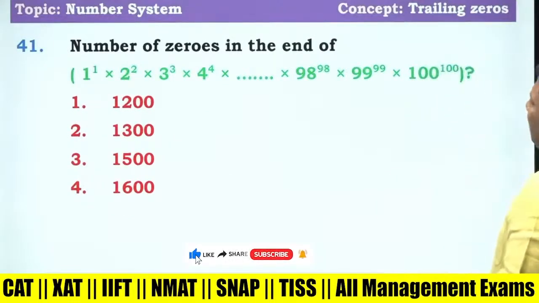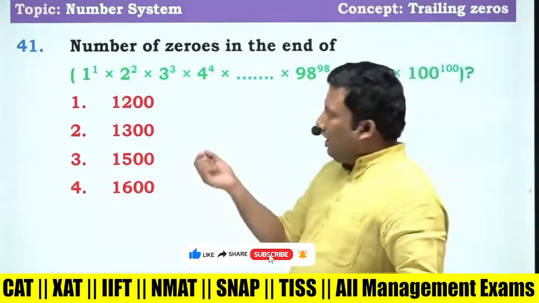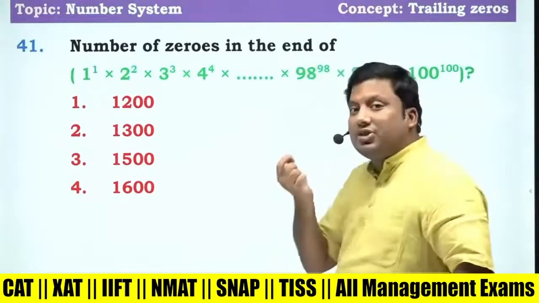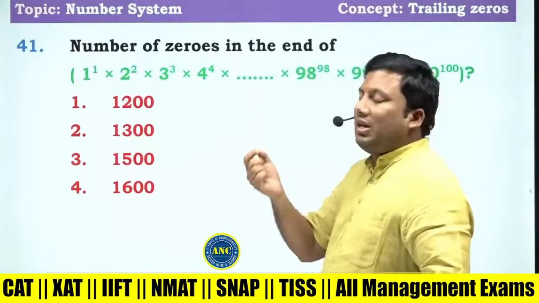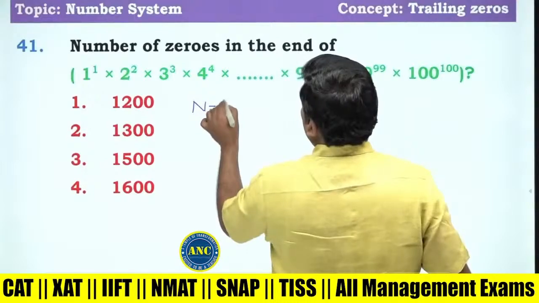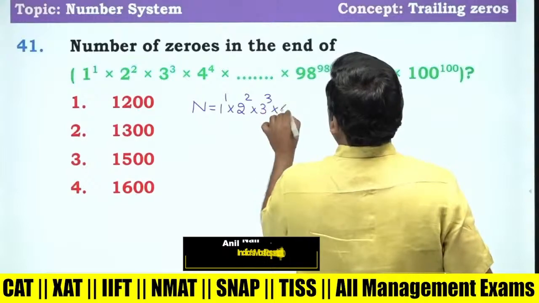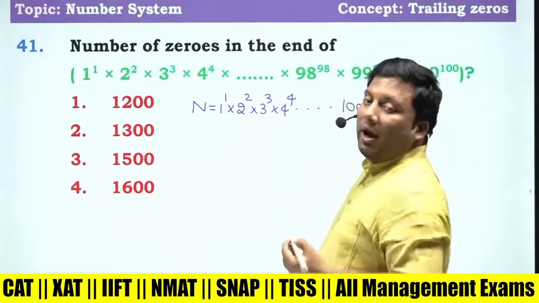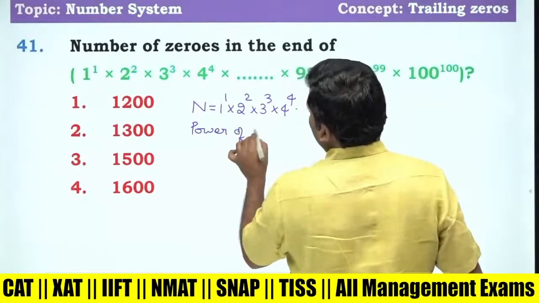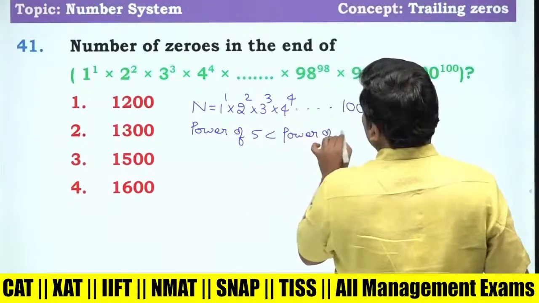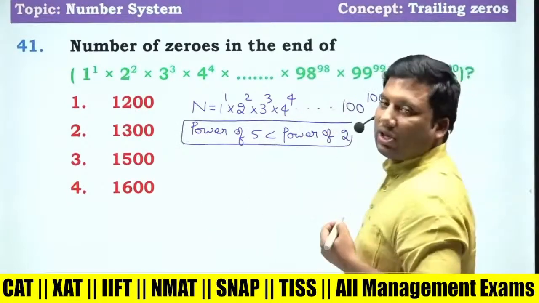Read the question: the number of zeros at the end of n. If you observe, every second term is a multiple of 2 and every fifth term is a multiple of 5. So n is given by 1 power 1, 2 power 2, 3 power 3, 4 power 4, and so on up to 100 power 100. The power of 5 is always less than the power of 2, so only keep your attention on the powers of 5.